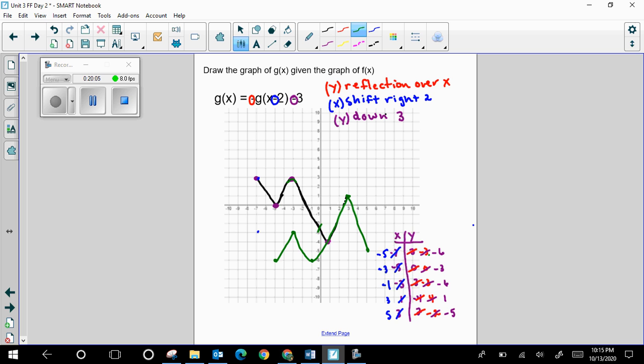Okay, so if I check some points now real quick, this one would have gone from positive 3 to negative 3, right 2, and down 1, 2, 3. So that one would have ended up there. This one, when it reflects over x, it stays the same. So then I go right 2 and down 1, 2, 3. Like my points have all worked out.